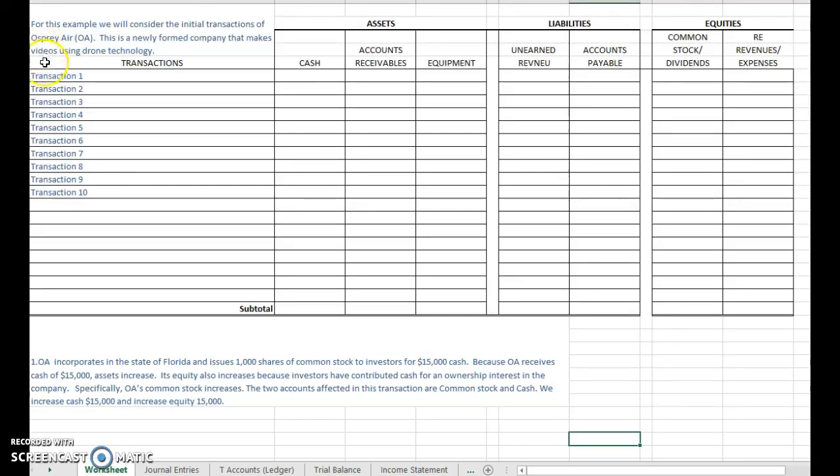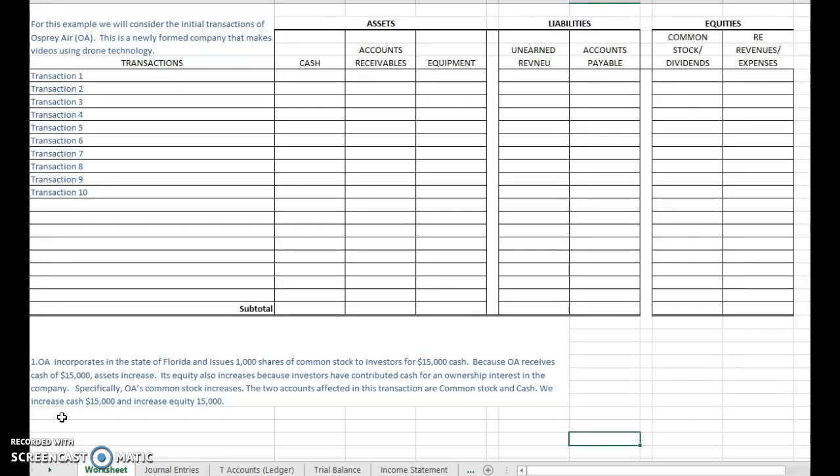For this example, we will consider the initial transactions of Osprey Air. This is a newly formed company that makes videos using drone technology. OA incorporates in the state of Florida and issues 1,000 shares of common stock to investors for $15,000 cash.